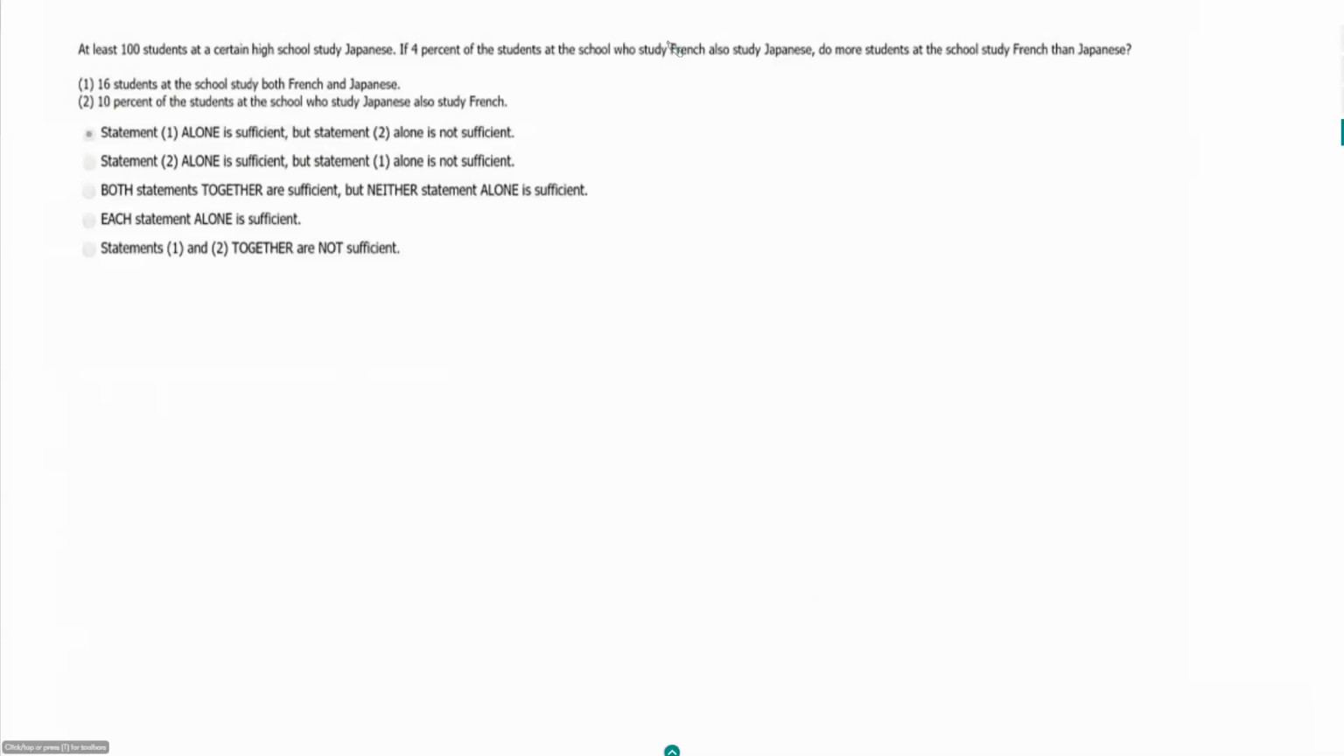At least 100 students at a certain high school study Japanese. If 4% of the students at the school who study French also study Japanese, do more students at the school study French than Japanese? So sounds like an overlapping set where at our high school, all of our students either do study Japanese or they don't study Japanese, or they can study French or they don't study French.